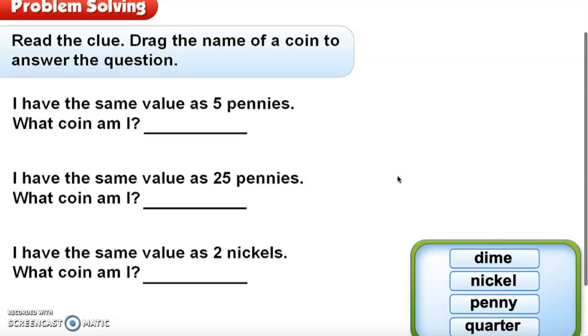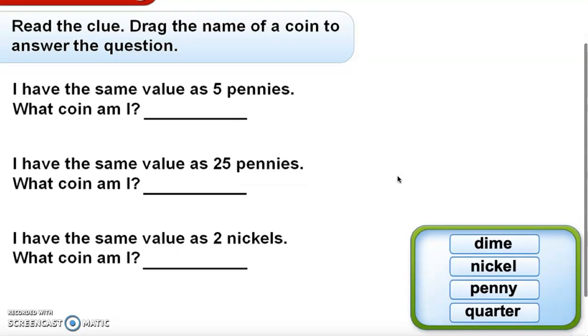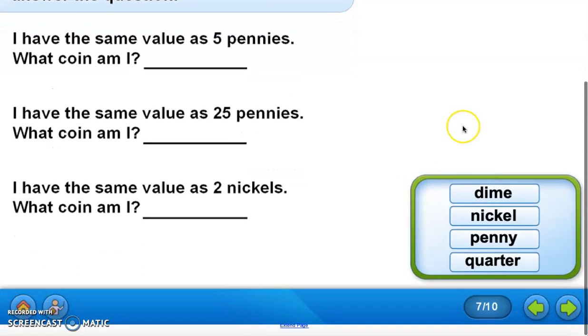So now it says read the clue, drag the name of a coin to answer the question. So it's almost kind of like a riddle here. It says, I have the same value as 5 pennies. What coin am I? So 5 pennies would equal 5 cents, right? 1, 2, 3, 4, and 5. So the coin that is worth 5 cents is a nickel. So 1 nickel is the same as 5 pennies. Okay, they both equal the same. 5 pennies equals 5 cents, and 1 nickel equals 5 cents.